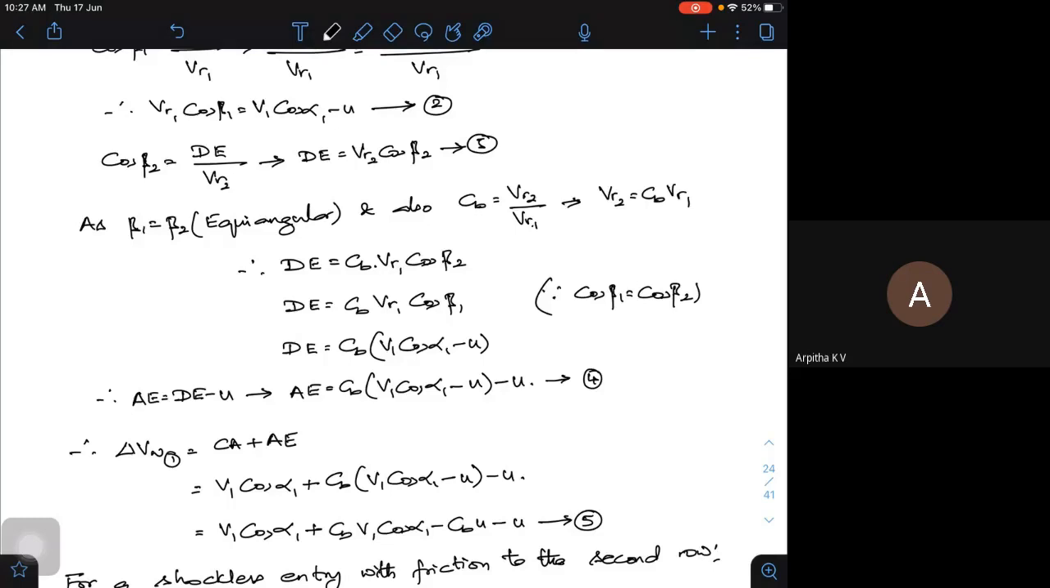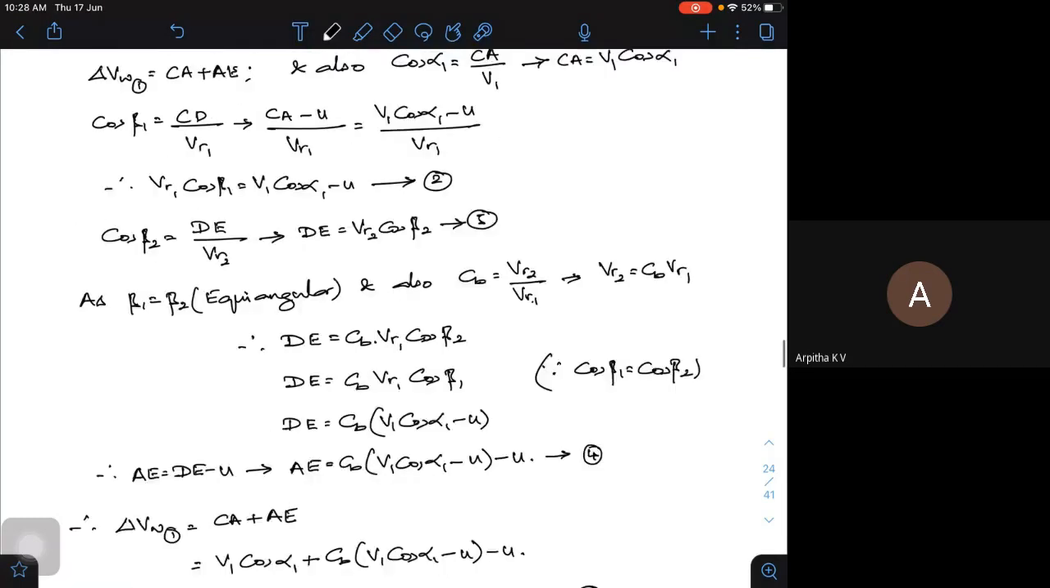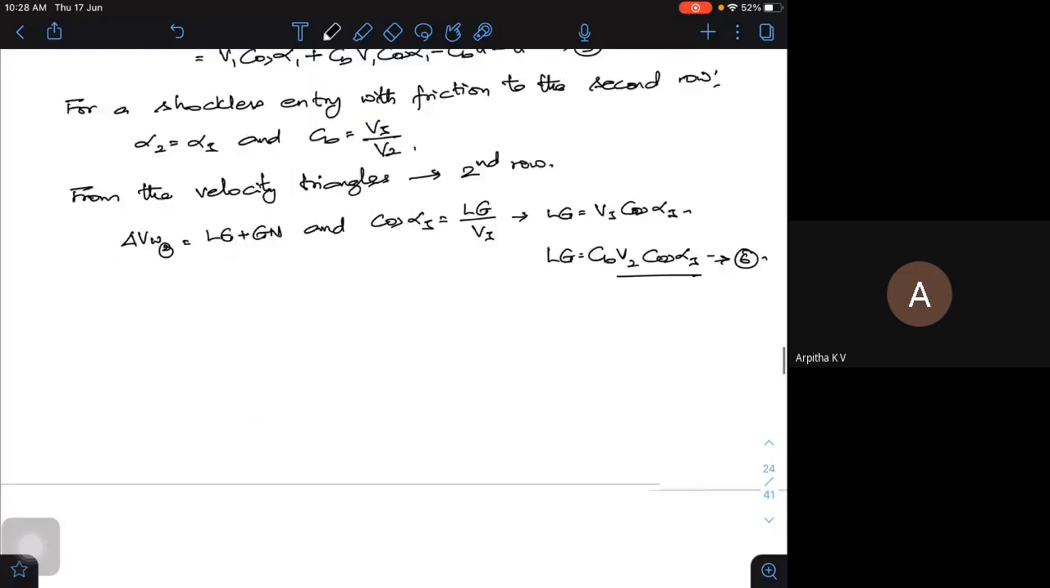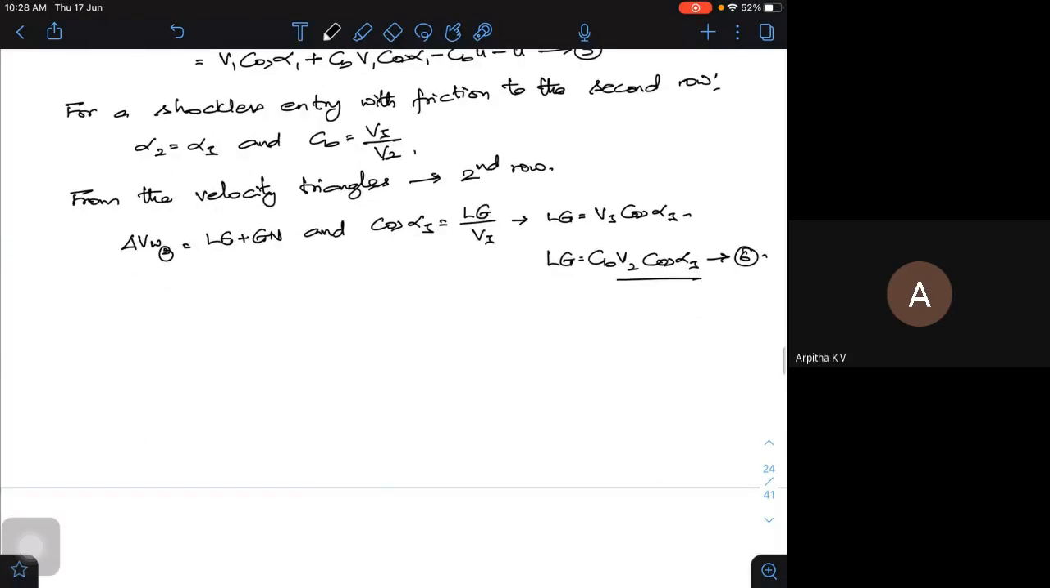So as my beta 3 is equal to, or I can go and do for cos beta 3. What is your cos beta 3? Cos beta 3 is equal to, let me write that. What is your cos beta 3?